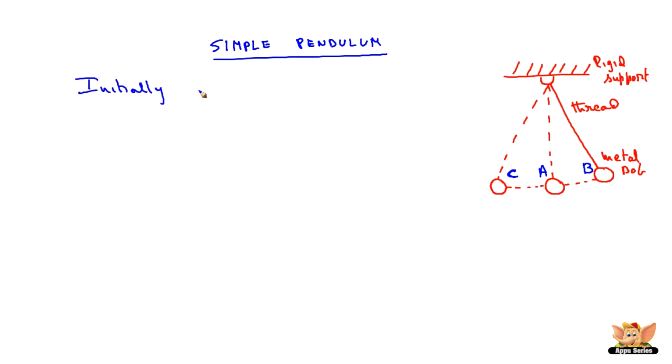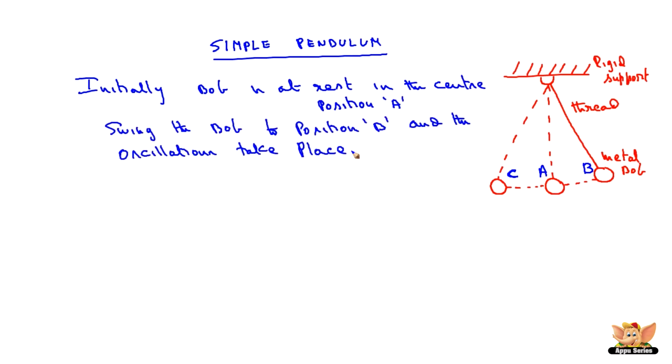So what we did, basically: initially the bob is at rest in the center position. Then we swing the bob to position B and the oscillations take place. An oscillation is nothing but one movement from B to C and C to B. So it goes from B to A to C and C to A to B. These oscillations just continue to take place.